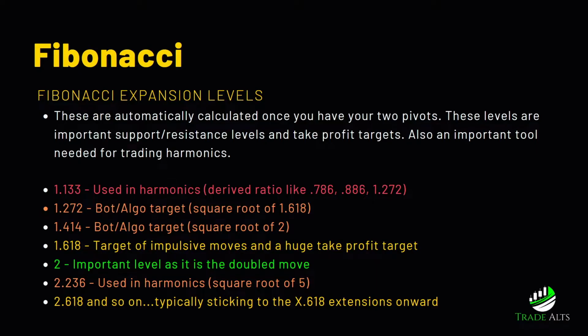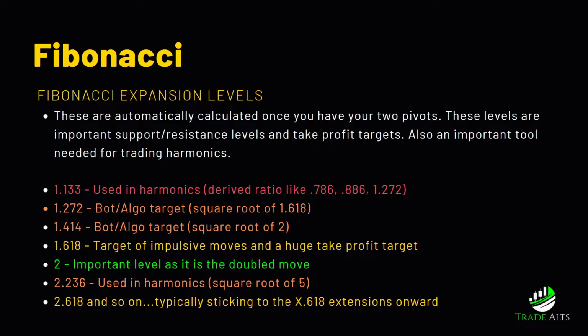The 2 extension is obviously going to be an important level, as it's the double move. It's literally a measured move of the pole that you're using. The 2 extension is going to be a replica of that move. Then the 2.236: from a standard fib retracement, the 0.236 is one of the levels we talked about in video 2, but the 2.236 is also used in harmonics, so that's one of the ones I use for my expansion levels. And then, of course, the 2.618, and so on and so forth.